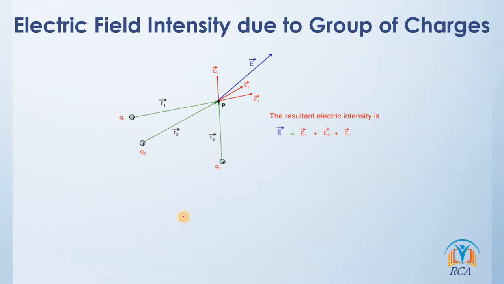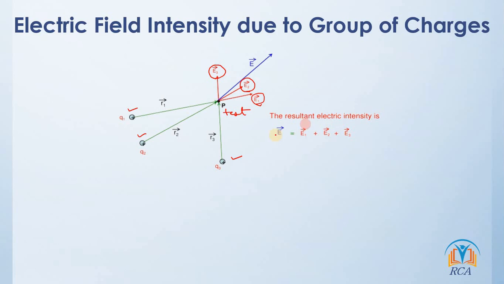If there are a group of charges, then what is going to be the electric field intensity at a point? So right now this is your test point. P is the point at which we have to calculate the electric field intensity due to all these charges Q1, Q2 and Q3. Then the electric field intensity due to Q1 is taken as E1, due to Q2 is taken as E2, and due to Q3 is taken as E3.